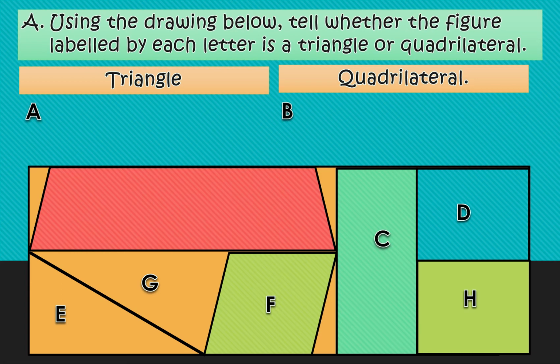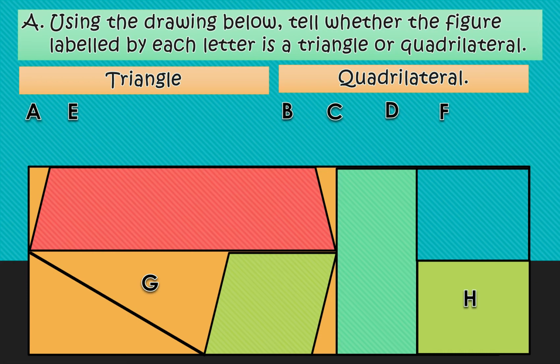Letter C. Fantastic. It's a quadrilateral and this is a rectangle. For letter D. Okay, amazing. It's a quadrilateral also and this is a square. For letter E. Correct. It's a triangle and this is a right triangle. And then letter F. Correct. It's a quadrilateral and this is a rhombus.